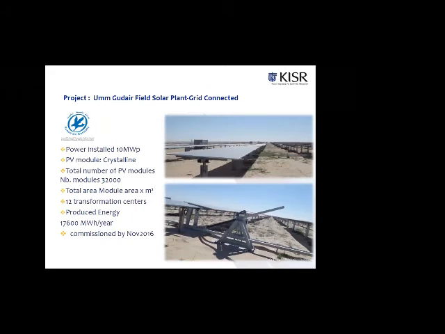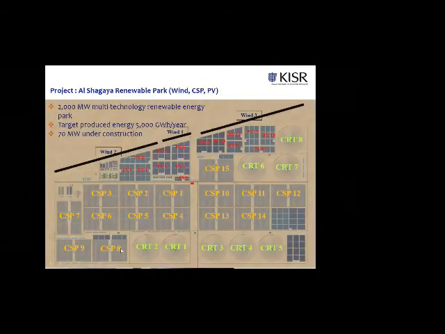Mgdir field solar plant, it is also grid connected PV, and these are the details of the system. It was commissioned in 2016. Finally, there is the well-known, well-talked about Al-Shigaya Renewable Park, which includes the three technologies, wind, CSP, and PV. It is targeted to produce 5,000 gigawatt hour of energy per year.